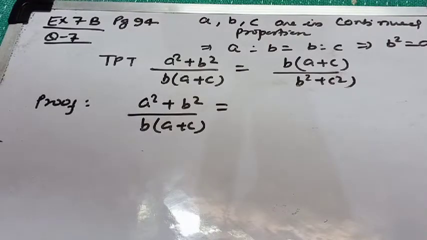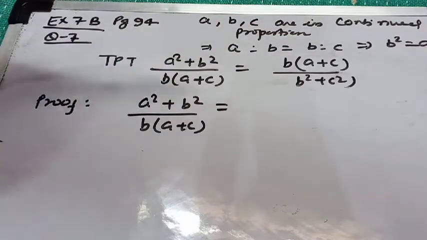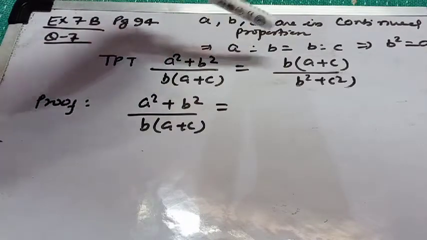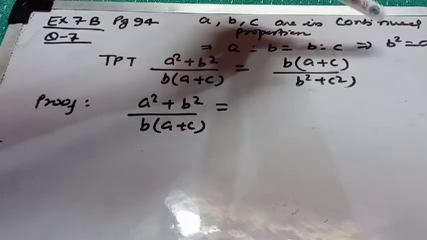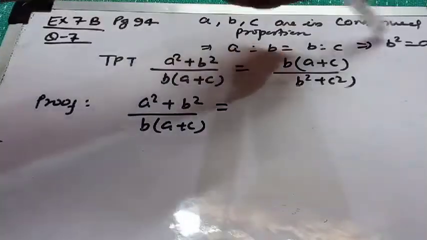Next question is question number 7, exercise 7B, page number 94. This is question number 7 says A, B, C are in continued proportion. If A, B, C are in continued proportion means A is to B is same as B is to C. So if cross multiplication is done, then B square will come out as AC. This we are going to use.